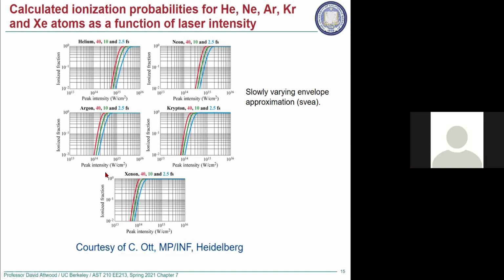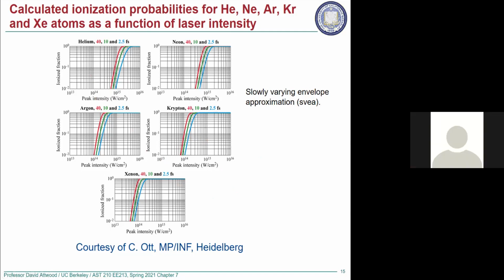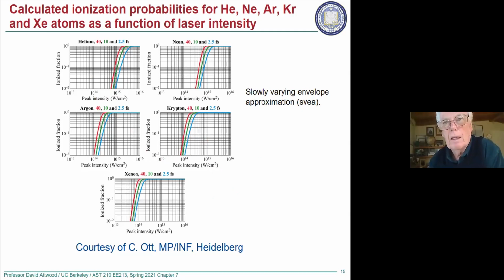Maybe Professor? Yeah. For these graphs, I'm wondering, below 10 to the 14th or 10 to the 13th, is it that there's a cutoff, or is there a tiny fraction of ionization happening below 10 to the 14th?